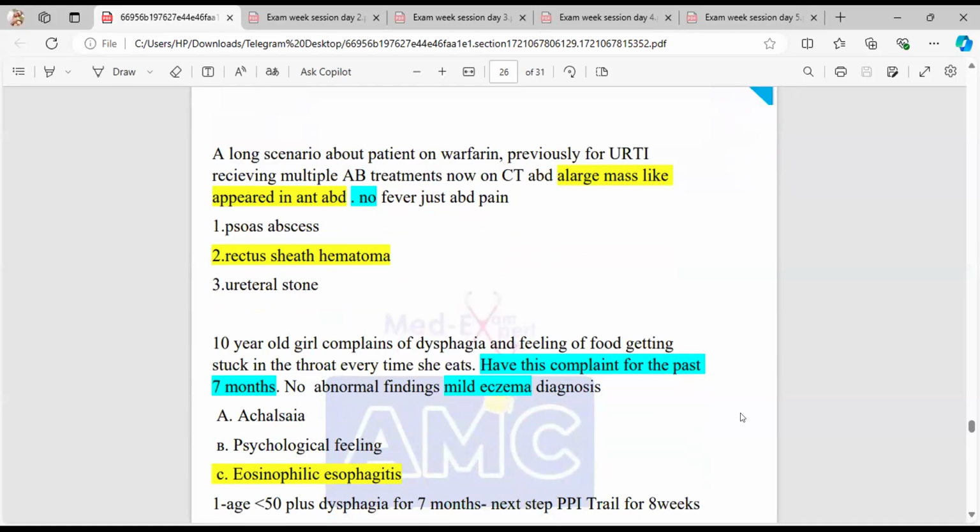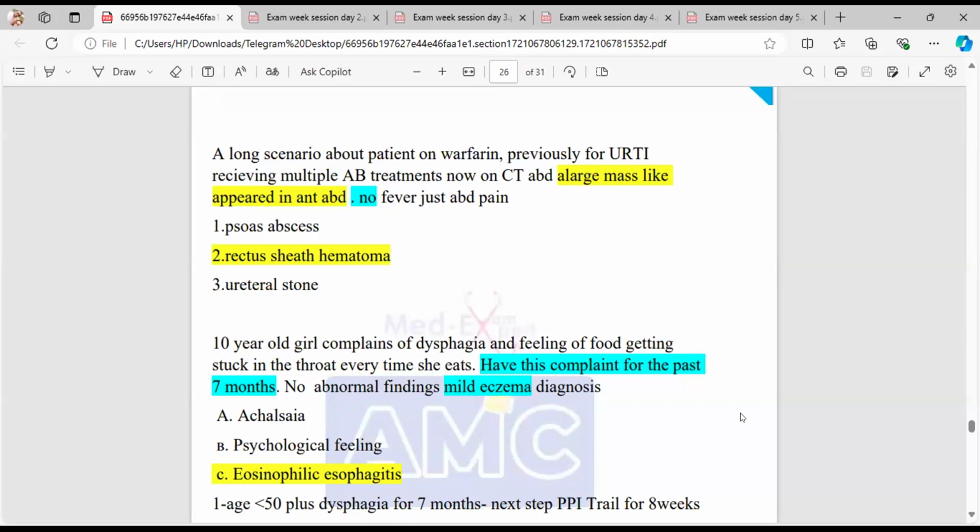The other three differentials here can be told apart by the CT scan. Just read all the CT scans. For this question, doctors, try to read all the CT scans related to source sepsis, abscess, rectal sheath hematoma and ureteral stone as well. Now, the second point for this question.